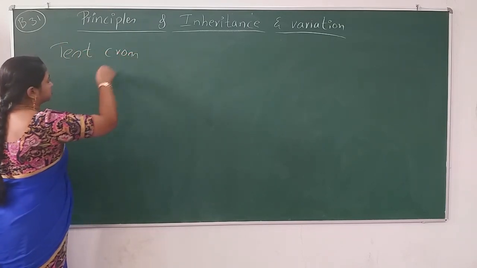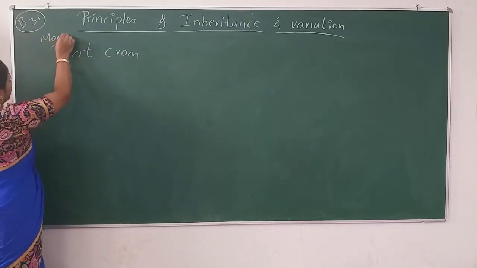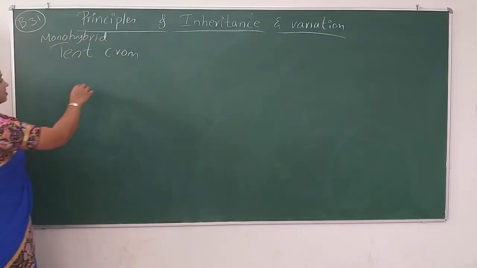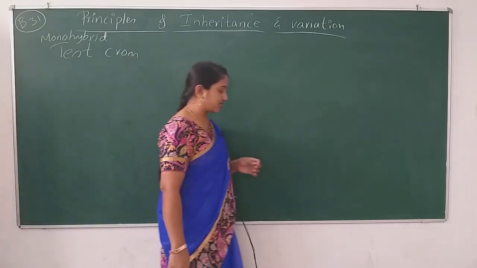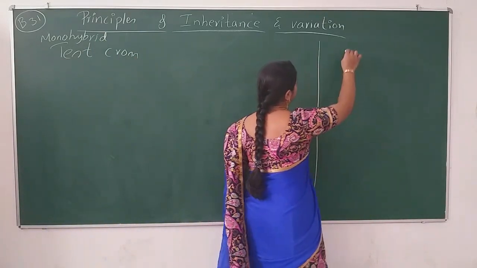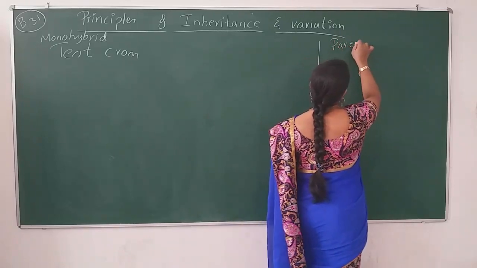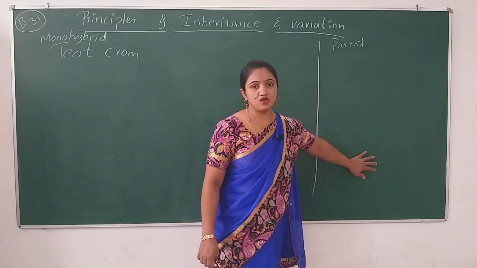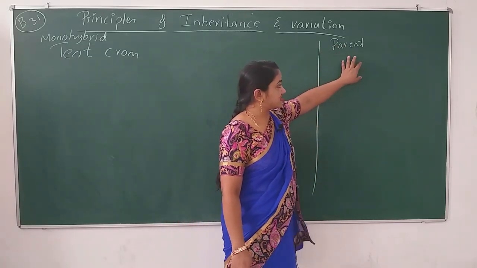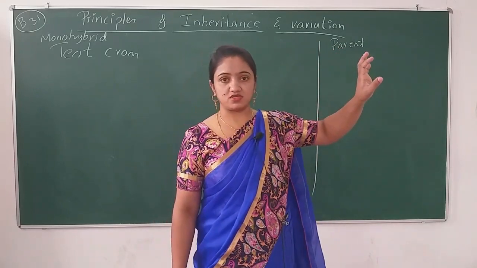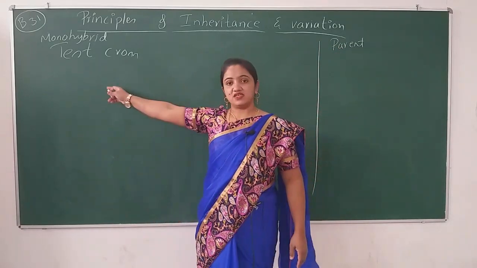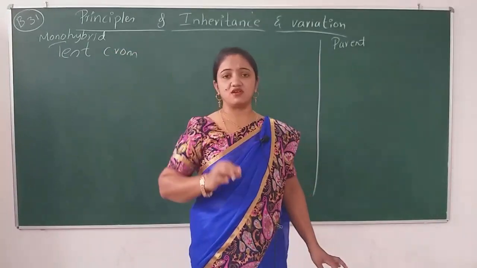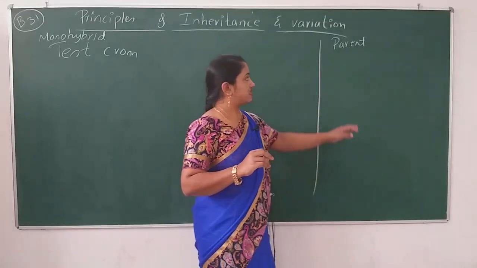Test cross. Which test cross is it? It is a monohybrid test cross. Okay, so let me tell you one more time here. In the monohybrid cross, what we did here, we selected the parents. What I am writing here is just the schematic representation of the monohybrid cross. From this I will come to the test cross. If I directly jump onto the test cross, I am just refreshing the monohybrid schematic representation.